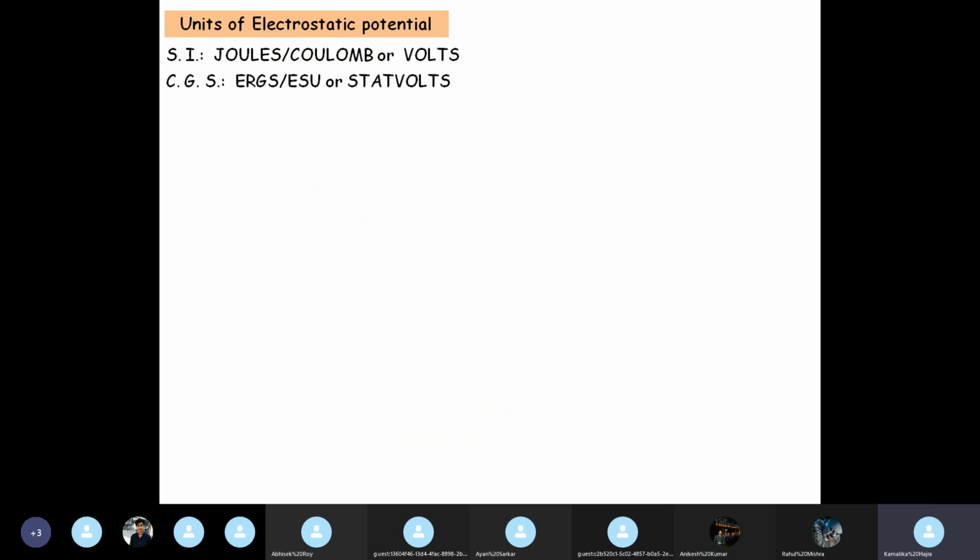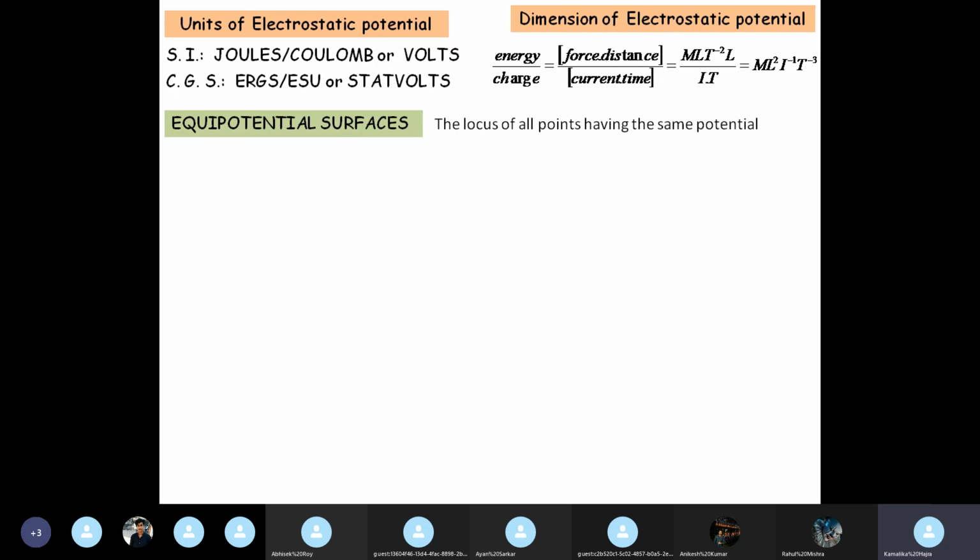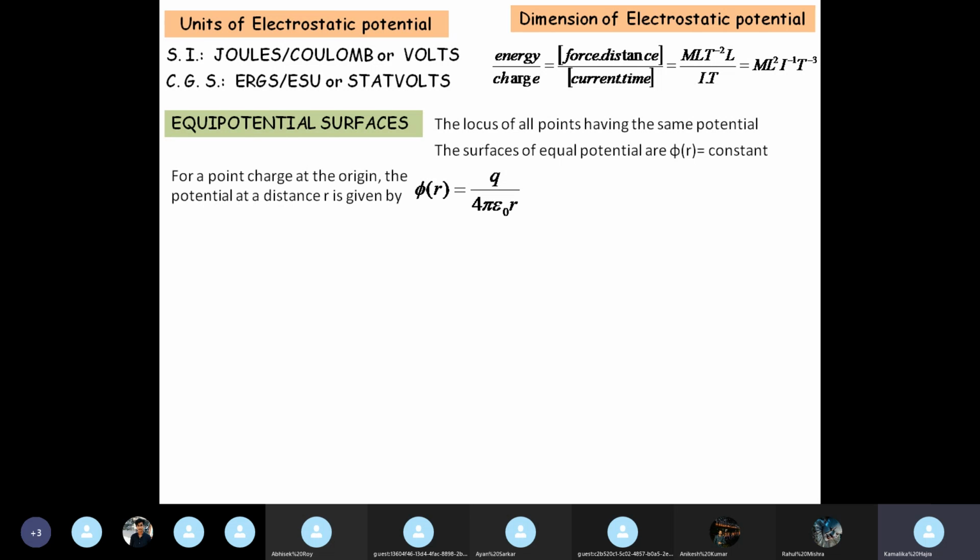We also saw what the units of electrostatic potential are, volts and stat volts, and we also saw what the dimension of electrostatic potential is. I won't repeat. We also discussed what equipotential surfaces are: the locus of all points having the same potential. The equipotential surfaces are given by phi of r equal to constant.